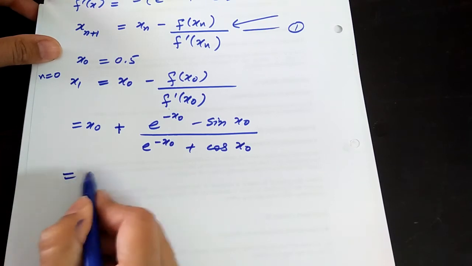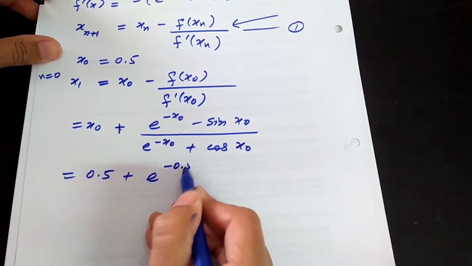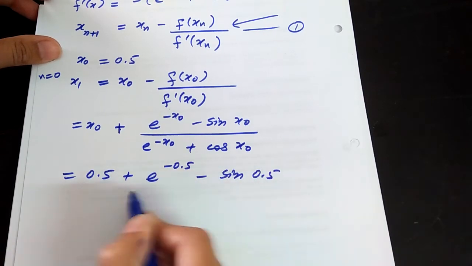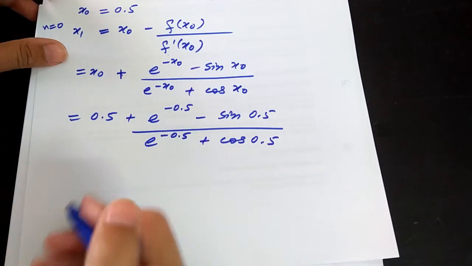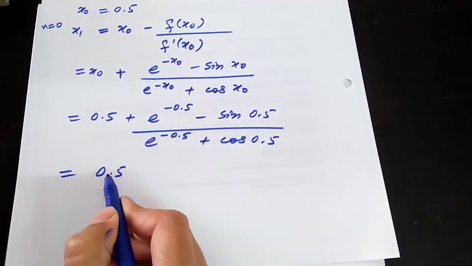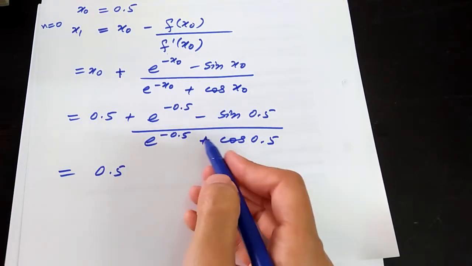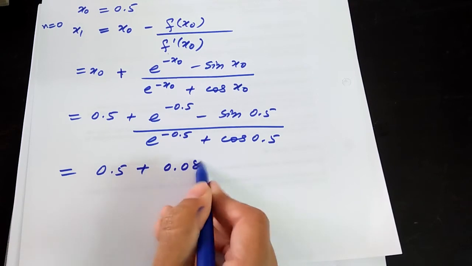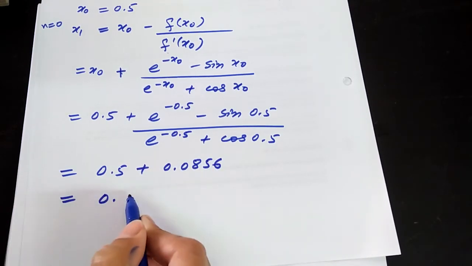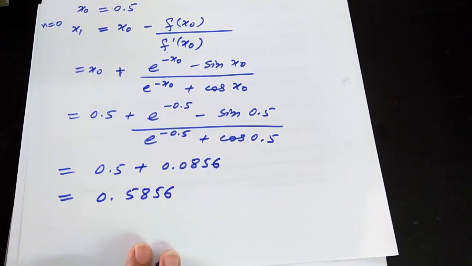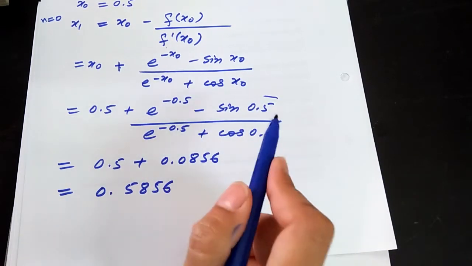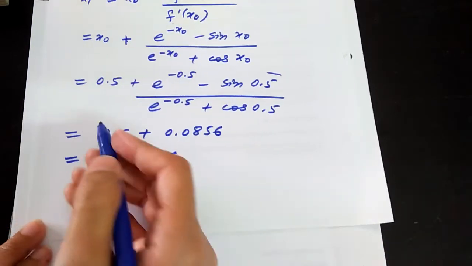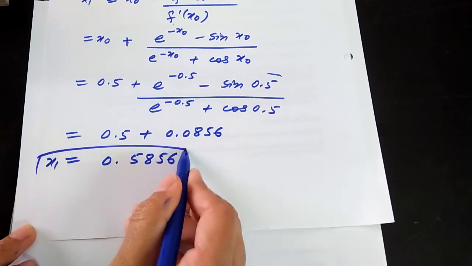Now replace the values of x naught here. This is 0.5 plus e raised to power minus 0.5 minus sine of 0.5 divided by e raised to power minus 0.5 plus cos of 0.5. This will give you 0.5, and here after simplification the answer will be 0.0856. This becomes equal to 0.5856. You will solve it using your calculator, but don't forget to convert your calculator into the radians for this trigonometric function. I will show it to you in a separate video as well. Now your x1 is calculated. This one is your x1.